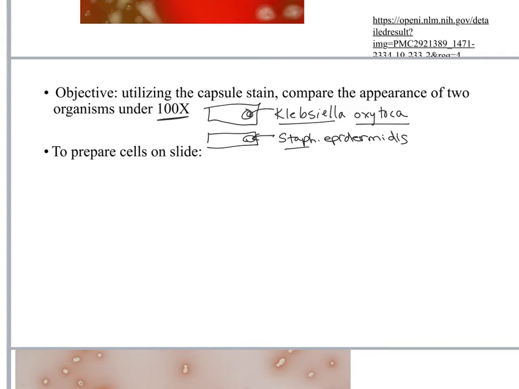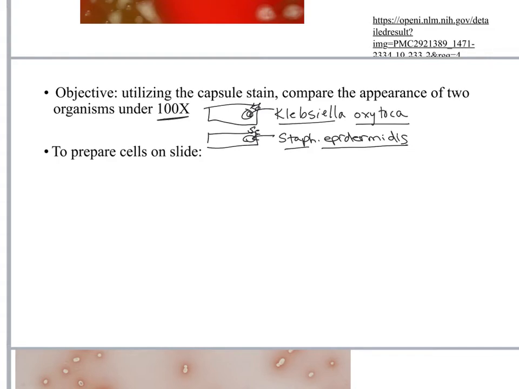Okay, that's typically not considered a capsule producer. You may see a little bit of a slime layer, but hopefully you notice a difference between these two organisms. So you're probably going to want to label one of your slides KO, and label the other one SE or something like that. Okay, so remember, the reason that we have a whole new capsule staining procedure is because when we gram stain, we can't visualize the capsules.